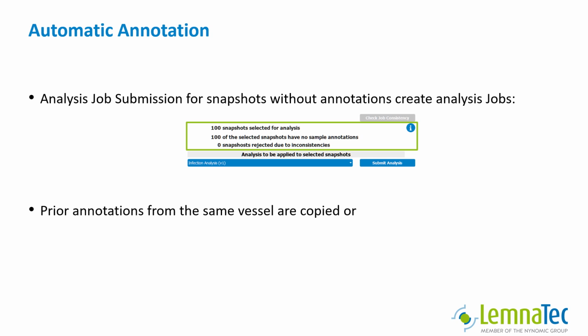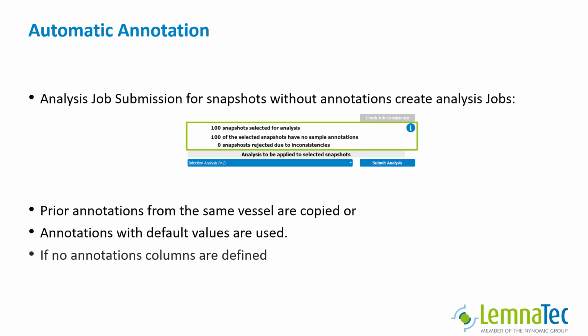If there are no prior annotations, then annotations are automatically created using the default values you have defined in the experiment itself. Even if there are no annotation columns defined in the experiment, we will still create the structures to carry them, but without actual values. This is done for technical reasons.